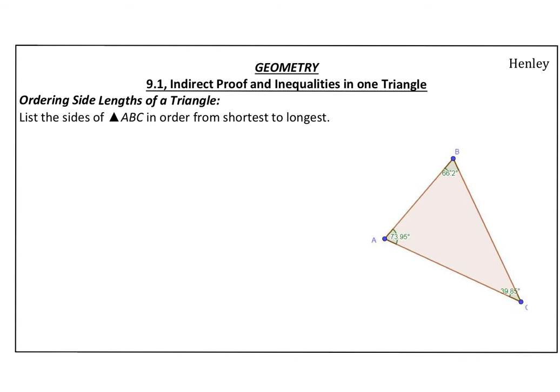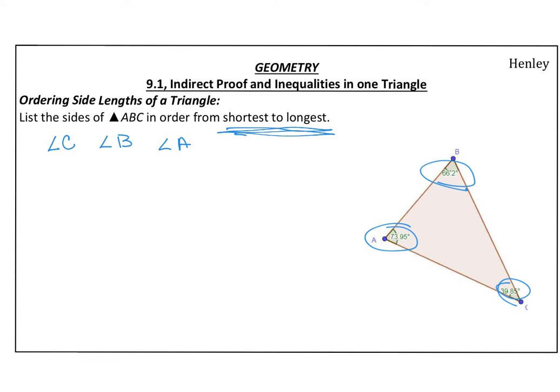Now on this one, we're asked to do the reverse. We're asked to list the sides of the triangle in order from shortest to longest. Again, shortest to longest. Now let's look for the smallest angle. The smallest angle is 85 degrees. So that means the smallest angle is angle C. The middle angle is 66.2, angle B, and the biggest angle is 73.95, angle A.